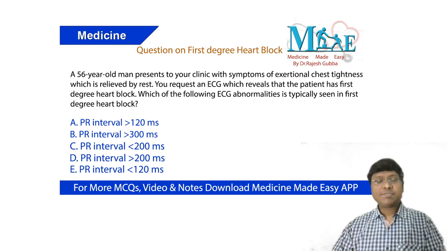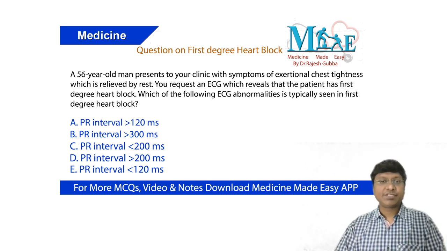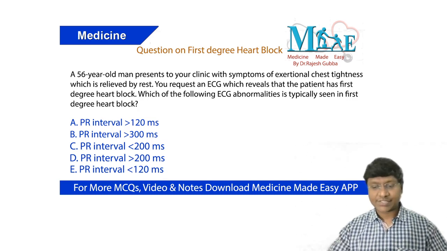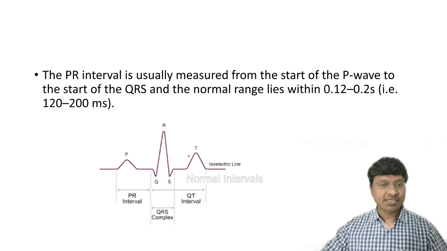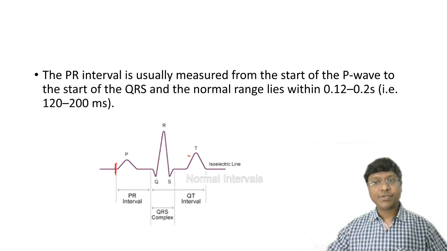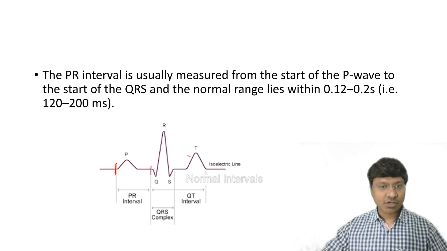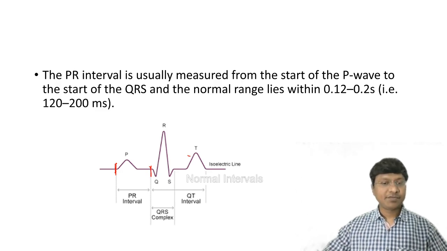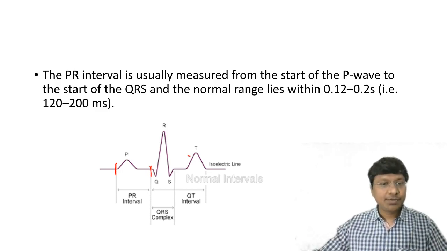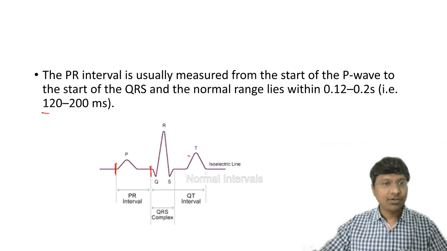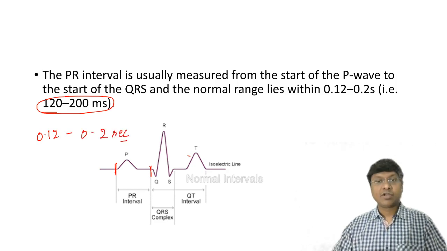This particular question is basically on the explanation about the PR interval. First of all, you should know what the PR interval represents. The PR interval on the ECG starts from the start of the P wave to the start of the QRS complex. And how much is the duration of this PR interval? That is around 120 to 200 milliseconds, that is 0.1 to 0.2 seconds. That is a normal PR interval.